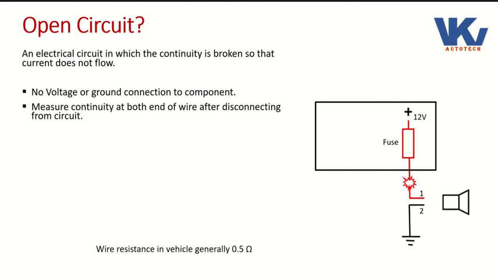Same way, if you are checking the vehicle again and at this point 2 you are not getting the ground, because here you should get the continuity with the ground. You are not getting the ground continuity, it is an open circuit. So it means you can easily detect that somewhere the wire is broken in this particular circuit.